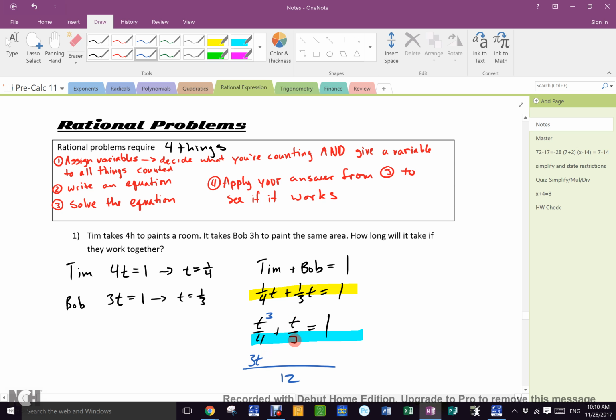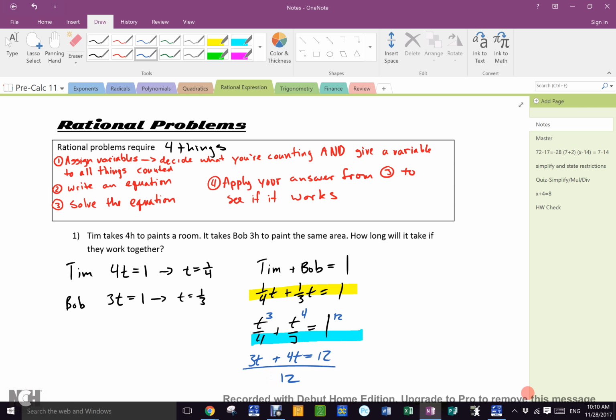3t. What does this guy have? What does he need? 4. So that becomes what? 4t. What did this guy have? 1. What does he need? He needs 12. So what's that going to be? What's 12 times 1? 12.